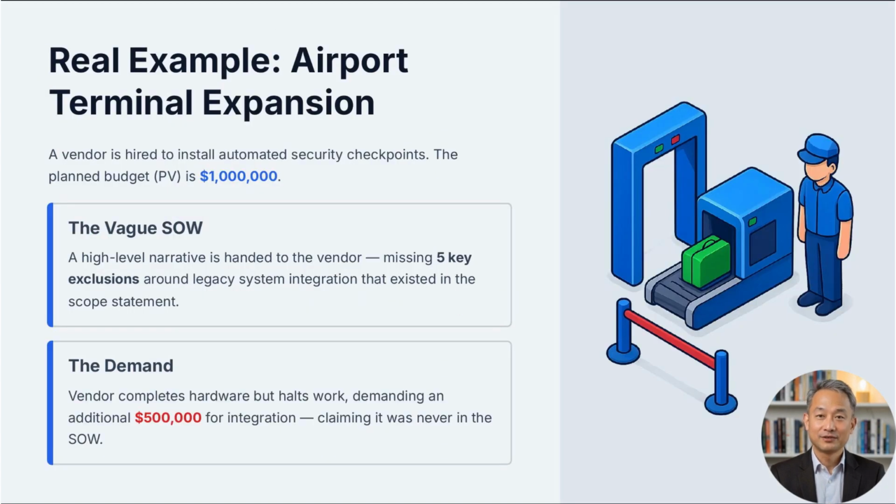At 5 minutes and 30 seconds, I will show you the exact line item that caused this $500,000 disaster. But first, let's look at an international airport terminal expansion example to see the math. You hire a vendor to install automated security checkpoints. The planned value, or PV budget for this phase, is $1 million. You hand the vendor a high-level narrative SOW, but it is vague and misses 5 key exclusions regarding legacy system integration that were in your scope statement.